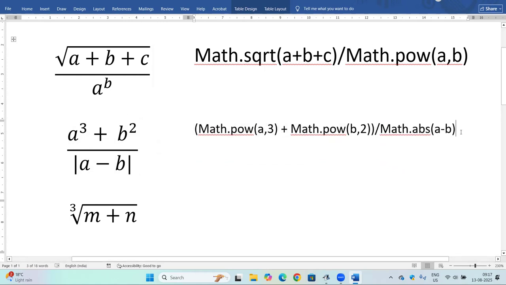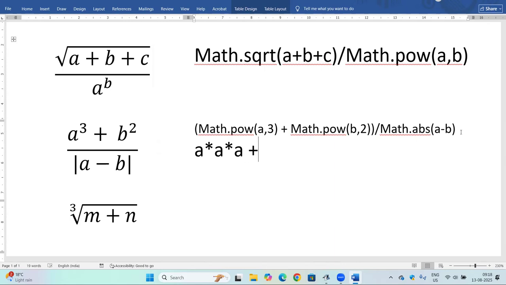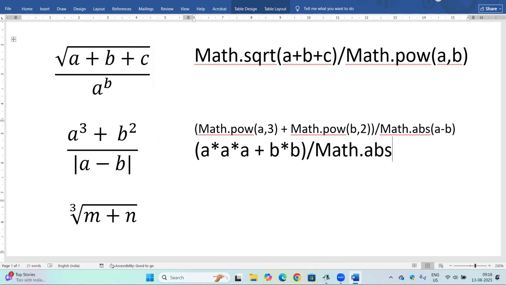The same can be done in a different method. The power value is small here. It is only 3. So we can write a into a into a plus b into b. And the whole thing divided by math.abs of a minus b. So this is another method. Instead of using the math.pow function, we can directly go for a into a into a because the power value is a small number.